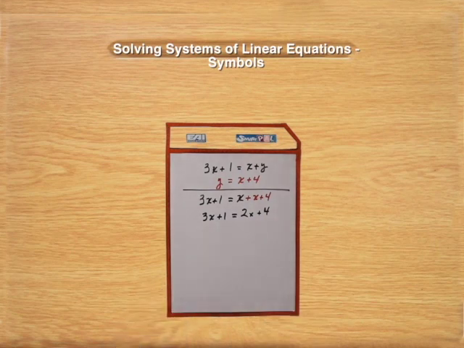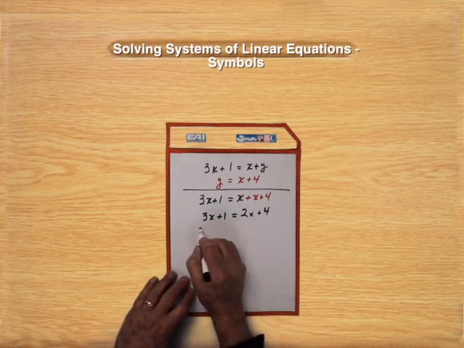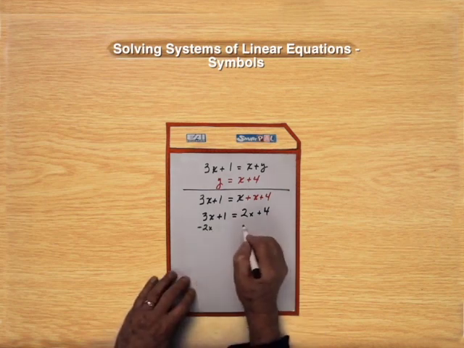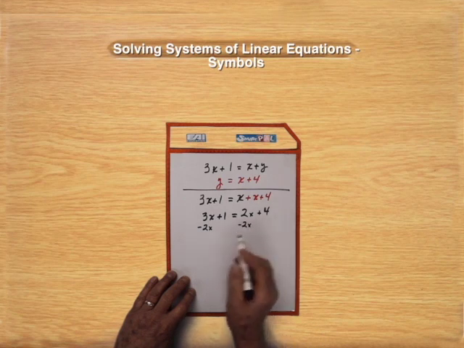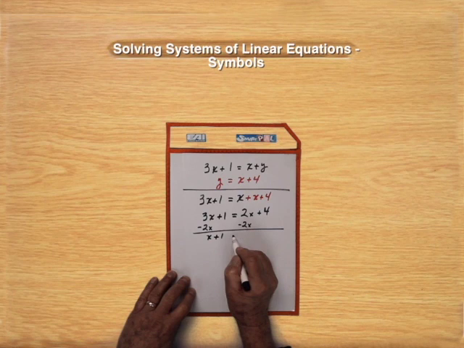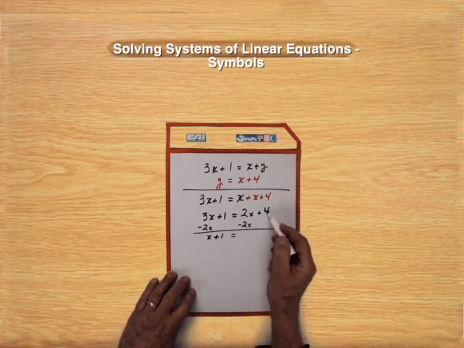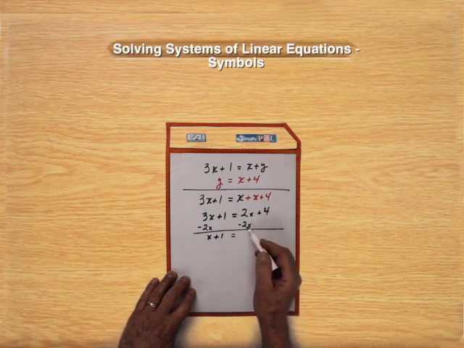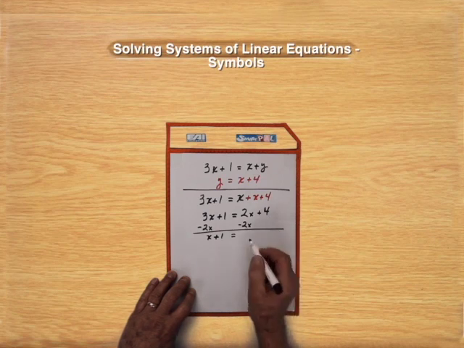It's a linear equation in one unknown. We can subtract 2x from each side. And when we subtract 2x from each side, we get 3x minus 2x is 1x, so that's x plus 1. And when we subtract 2x from the right-hand side, 2x minus 2x is 0, and we're left with 4.